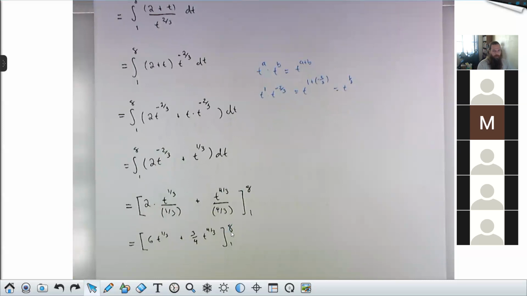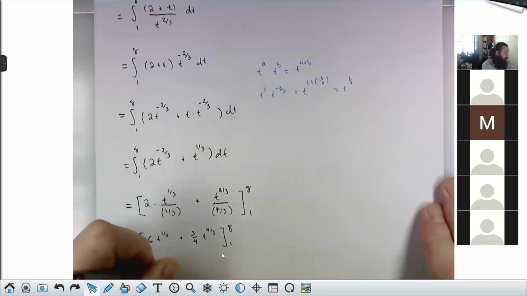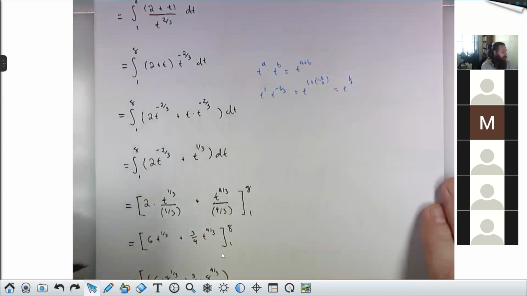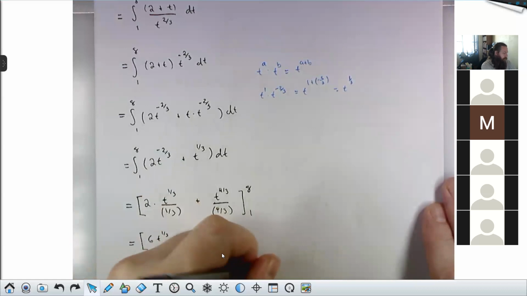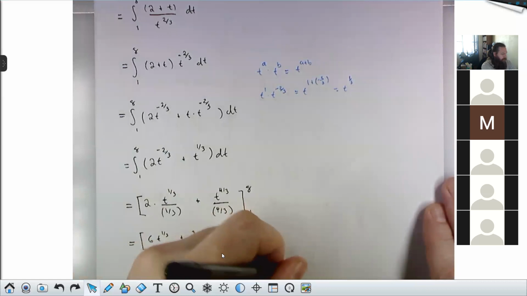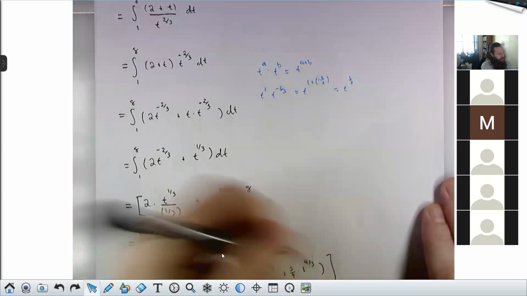Now I need to plug in 8 to this apparatus and then subtract what I get when I plug in 1 to this apparatus. So this will be bracket, parentheses, 6 times 8 to the 1/3 plus 3/4 times 8 to the 4/3, close parentheses, minus, open parentheses, 6 times 1 to the 1/3 plus 3/4 times 1 to the 4/3, close paren, close bracket.